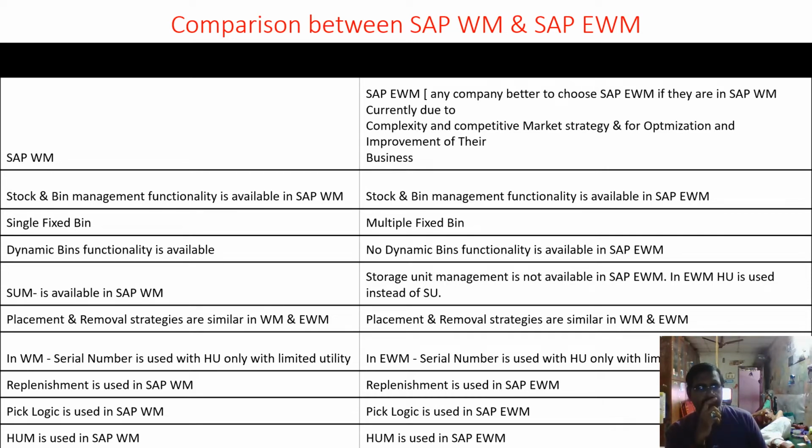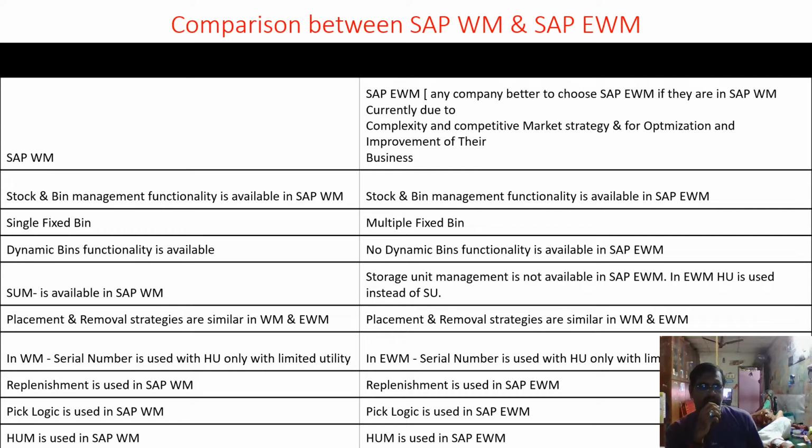I can say nearest picking bin, high or low level picking, and then bulk storage, maximum number of SU storage. Those put-away strategies are available in both WM and EWM, whereas for picking we have first in first out, stringent FIFO, and then LIFO, SLED, that is shelf life expiration date.